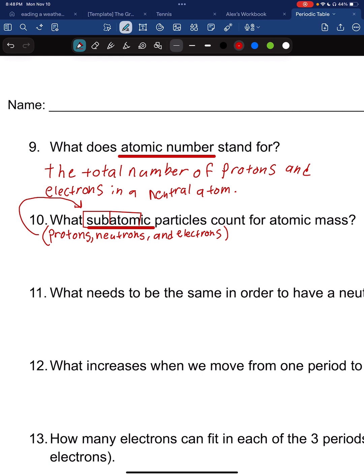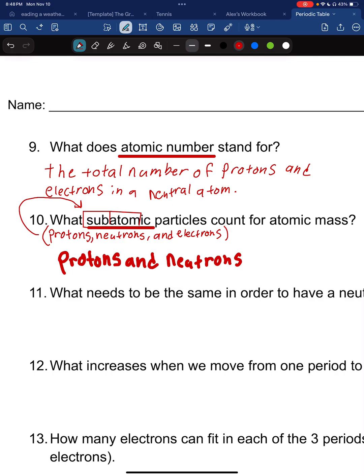Okay, so in this case, there are two subatomic particles. The only two particles that we're going to count are located in the nucleus. All right, so if you guessed it, they are protons and neutrons. Okay, we do not count electrons in our atomic mass, for a few reasons.